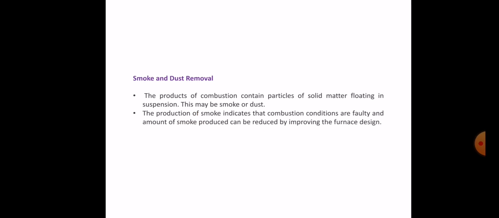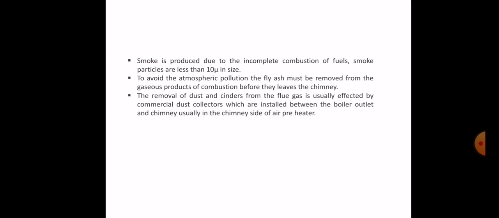The production of smoke indicates that combustion conditions are faulty, and the amount of smoke produced can be reduced by improving the furnace design. How much smoke is generated depends on the combustion condition. If it is faulty, more smoke will be produced, and to reduce it we can improve the furnace design. Smoke is produced due to the incomplete combustion of fuels. We all know that when incomplete combustion occurs, more smoke is produced. Most smoke particles are less than 10 micron in size.